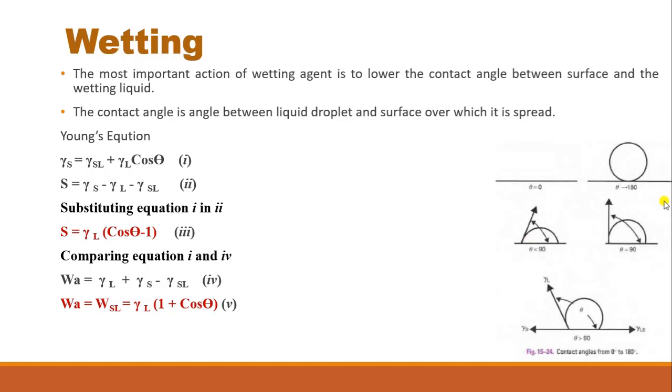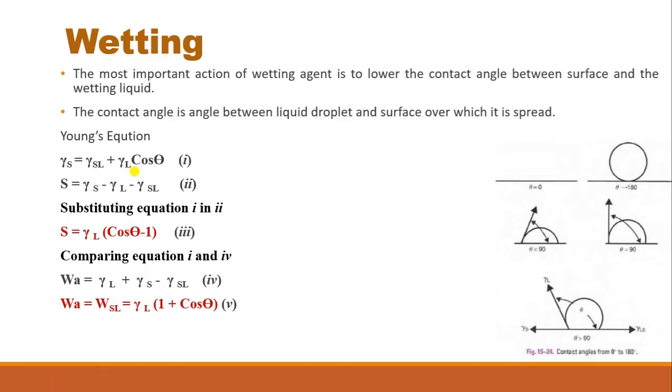So this diagram indicates that when wetting occurs, theta is less than 90. And as the value of theta increases, wettability reduces. To define the wetting, we can use Young's equation. In this equation, gamma S is equal to gamma SL plus gamma L into cos theta.